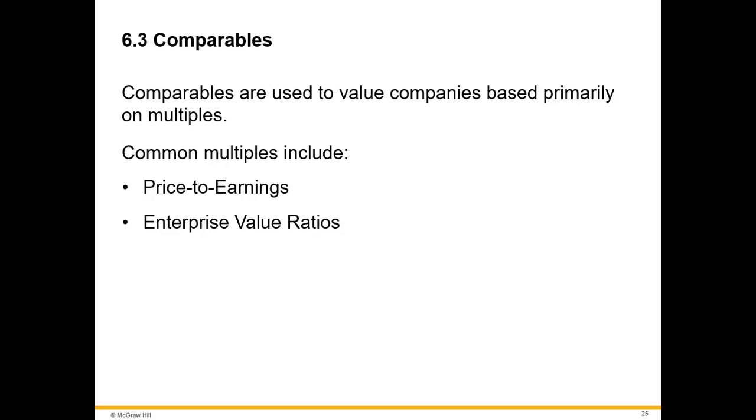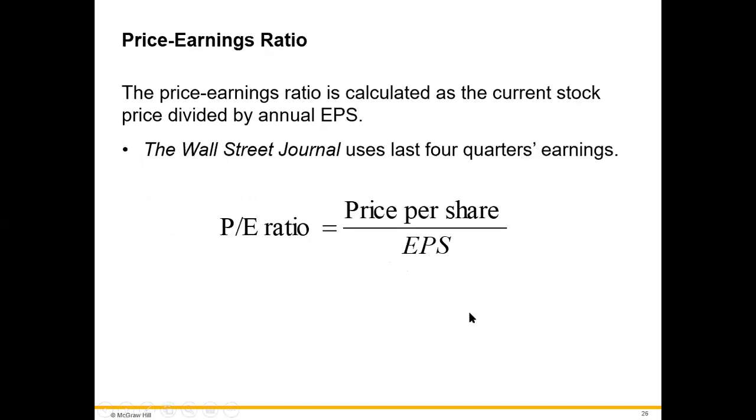Comparables are used to value companies based primarily on multiples. Common multiples include the price to earnings ratio and the enterprise value ratios. Let's see what these are about. Price earnings ratio is an important ratio, and you talked about it back in chapter 3. It's calculated as the ratio of the price of the stock divided by the earnings per share.